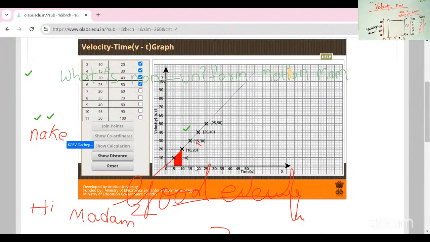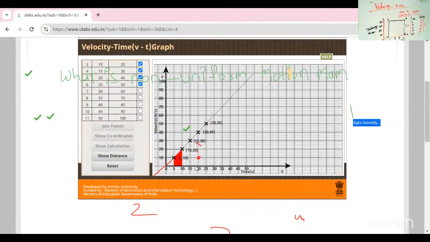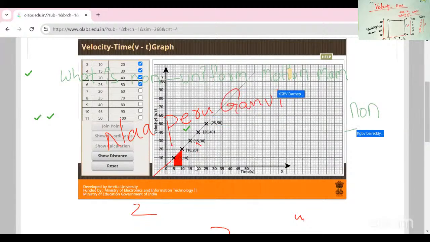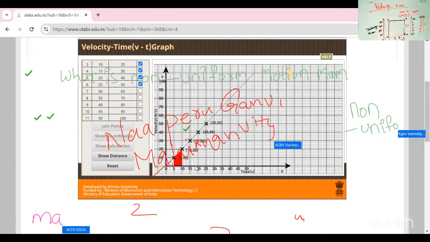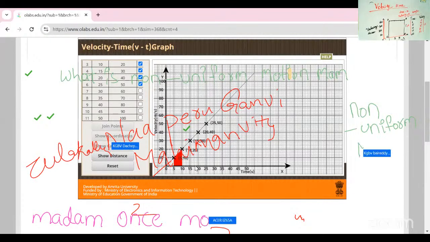So what is uniform motion? I already told you. Uniform motion means a person covers equal distance in equal intervals of travel time. That is called uniform motion. Uniform motion is nothing but a person covering equal distances in equal intervals of time. Okay, so that is called uniform motion.